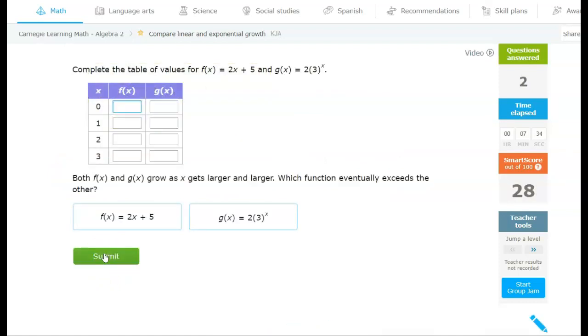So that's the gist of this lesson, just comparing the linear and exponential growth, paying attention to what the b-value is, or the growth factor in the exponential, because that's going to make a difference.